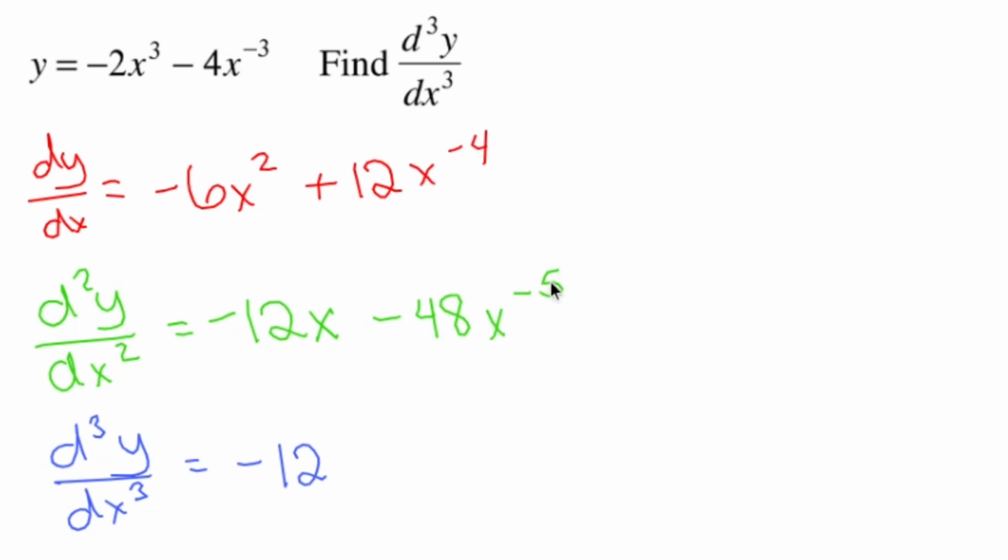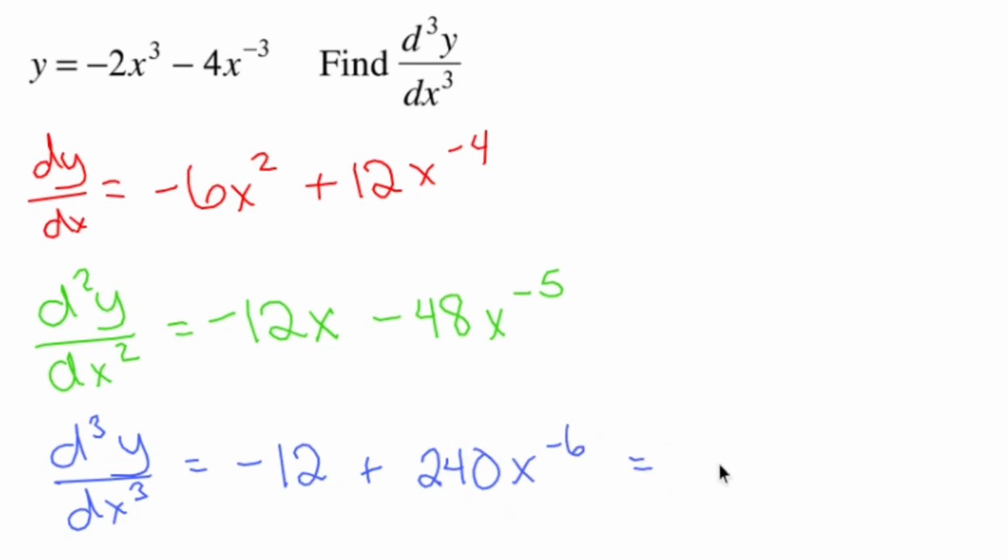Negative 5 brought down and multiplied to negative 48 is going to be positive 240, I think. I'm pretty sure that looks about right to me. x to the negative 5th. Subtract 1 from negative 5. That gives you negative 6.